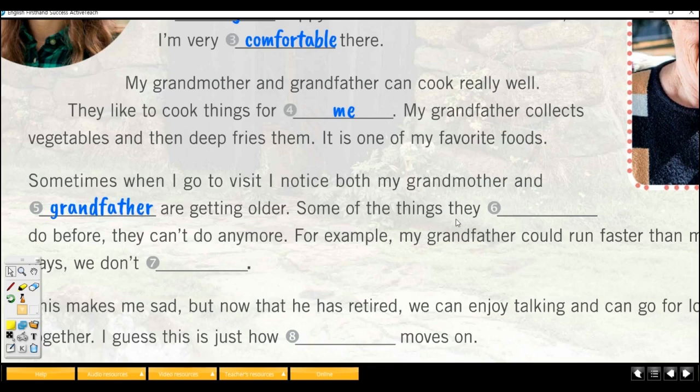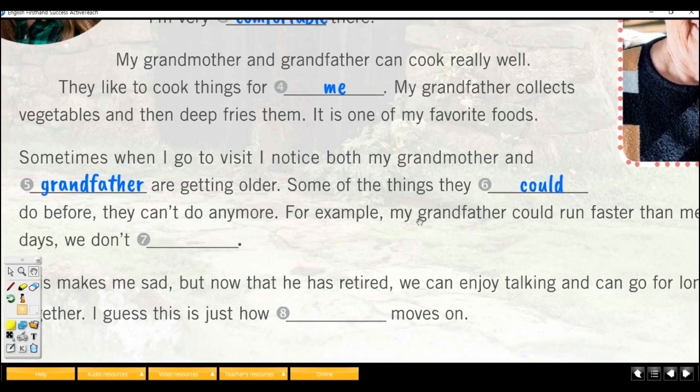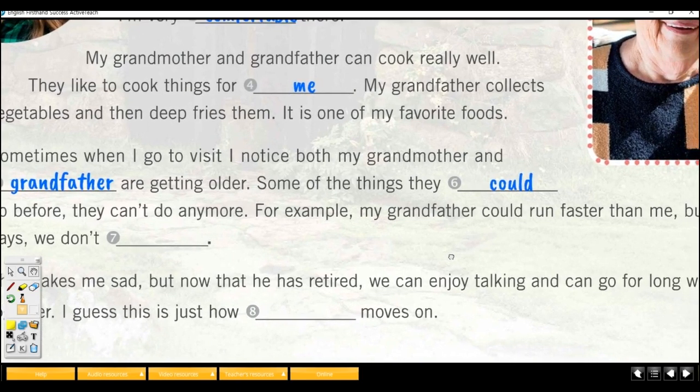Some of the things they could do before, they can't do anymore. 옛날에 할 수 있는 거, 근데 이제 못하는데. This one is past tense, so it's very simple. It should be could. For example, my grandfather could run faster than me.